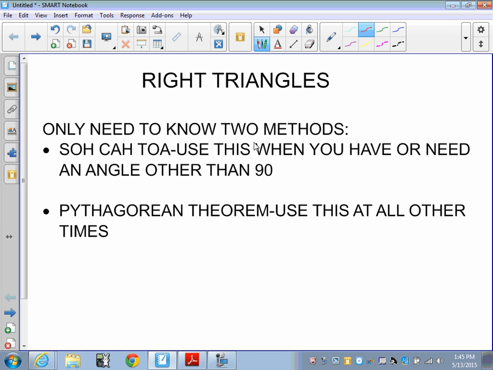So the way that I've broken it up is you use Sohcahtoa, trigonometry, whenever you have or need an angle other than 90. So when you have or need an angle other than 90 and it's a right triangle, you're going to be using Sohcahtoa. Use the Pythagorean Theorem at all other times.